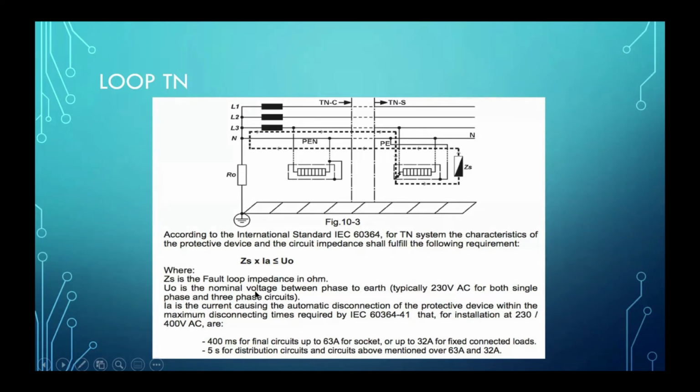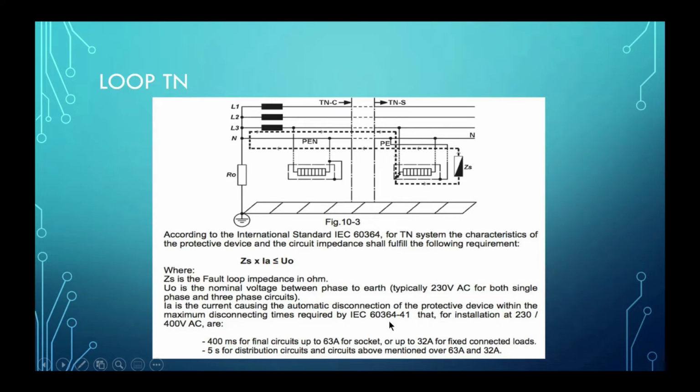UO is a nominal voltage between phase to earth. Typically 200 VAC for both single phase and three phase circuit. So this UO, we set it to 230 volt. Understand? And the IA is a tripping current, the tripping current of your protective device.